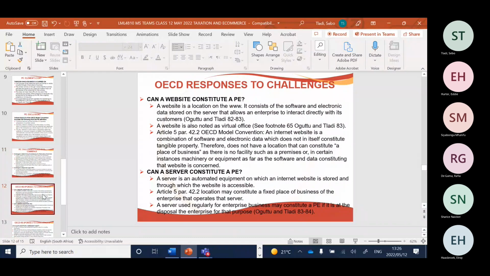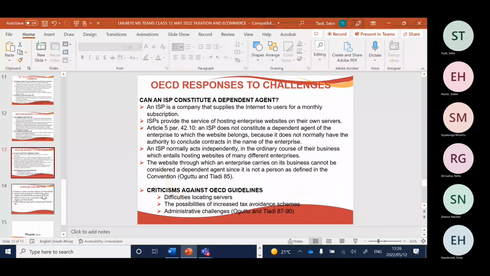Can a website constitute a PE? Tell us what a website is and what the OECD says. Again, with the server, can it constitute a PE? You need to know what that is and also tell us what the OECD says. And again, can an ISP constitute a dependent agent? We also need to know what a dependent agent is and how the OECD treats it.